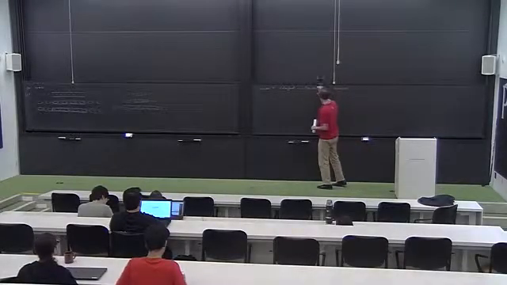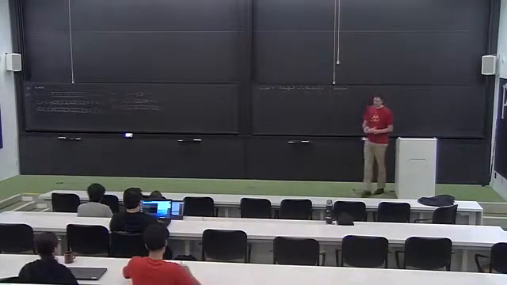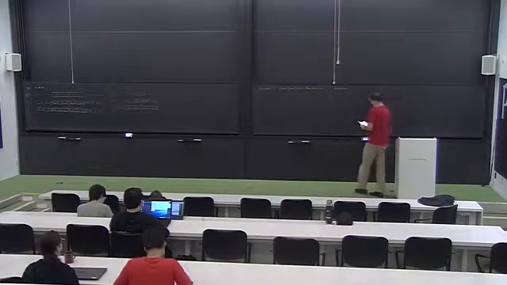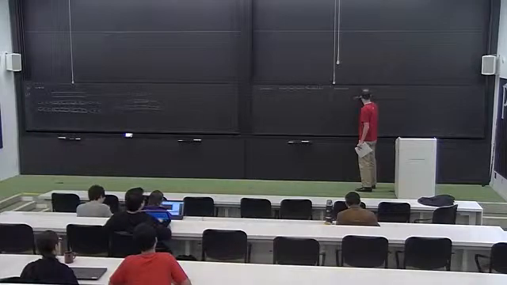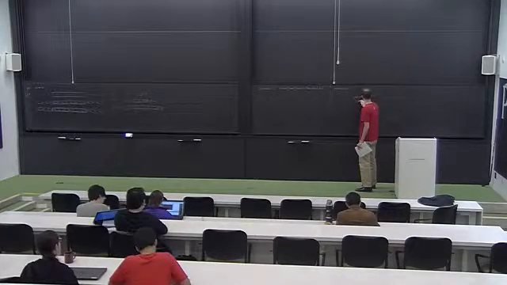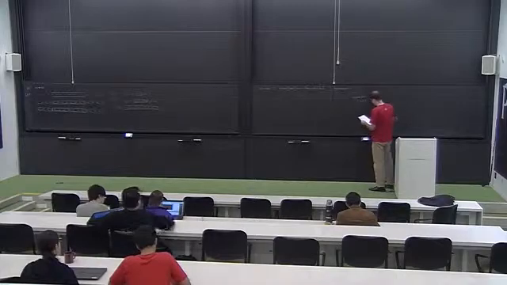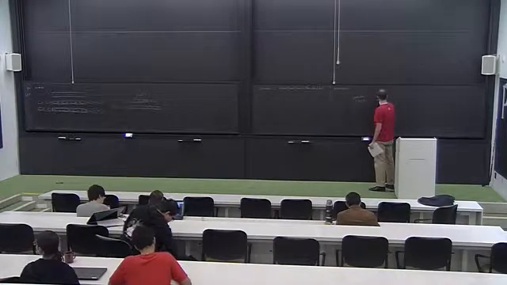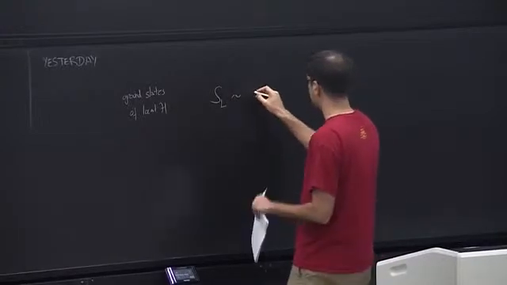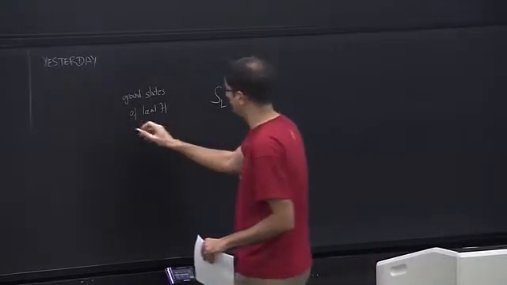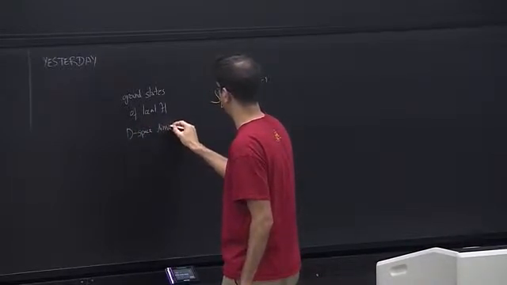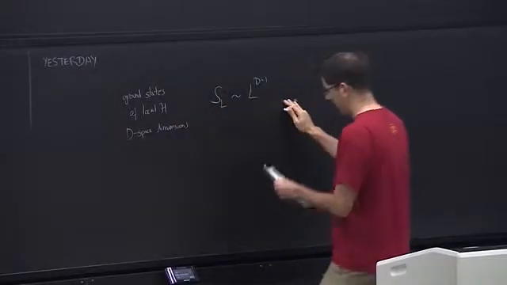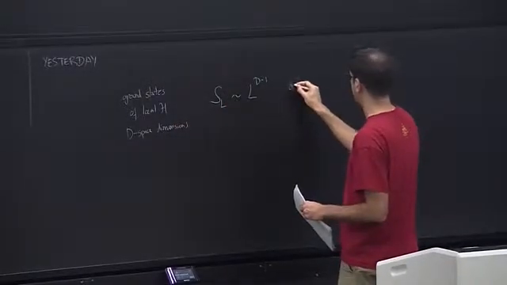Theoretical tool. But I want to start by finishing what I was talking about yesterday. So what we saw yesterday is that ground states of local Hamiltonians obeyed this scaling of entanglement entropy, which was L to the d minus 1. So here we'll work in d space dimensions. And we call this the area law.